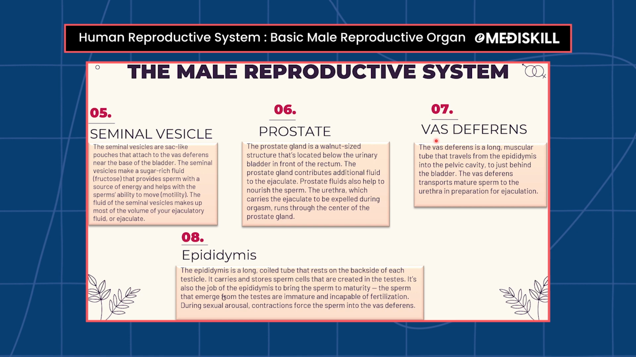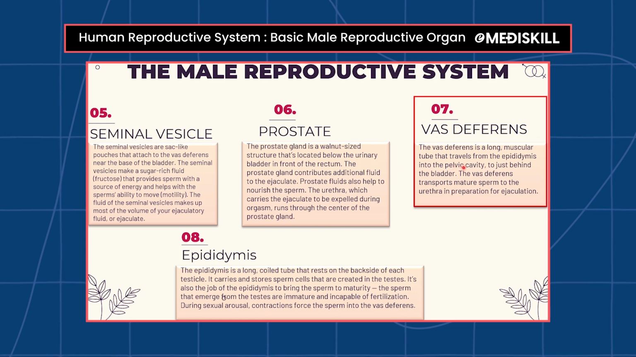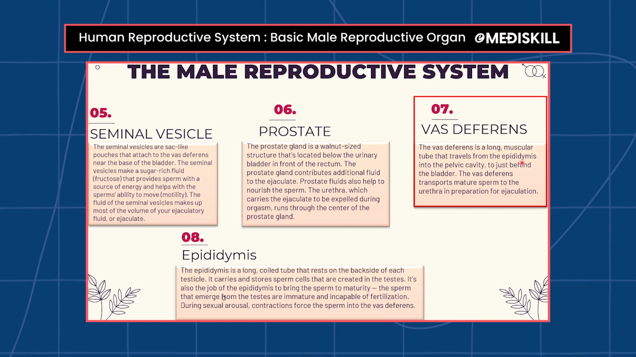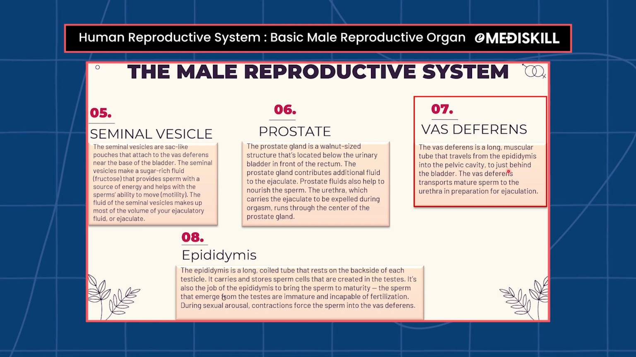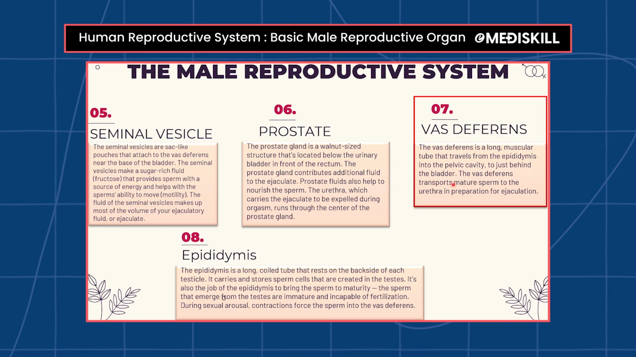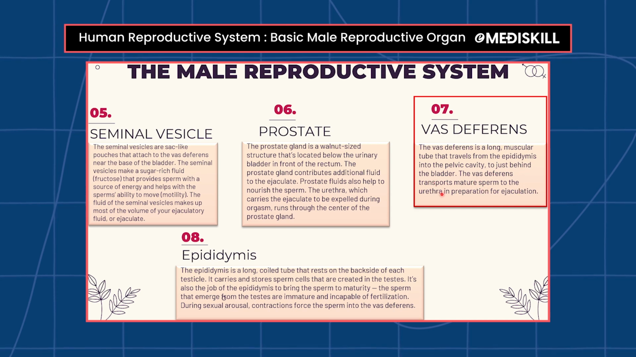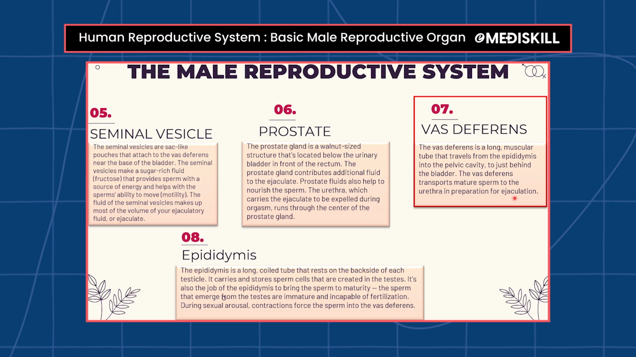prostate gland. The vas deferens, which we were discussing earlier, is a long muscular tube that travels from the epididymis into the pelvic cavity to just behind the bladder. The vas deferens transports mature sperm to the urethra in preparation for ejaculation.